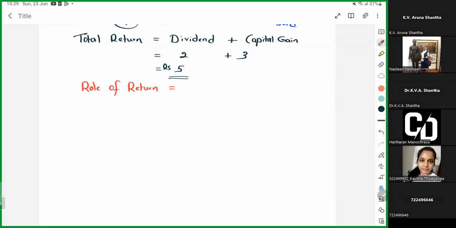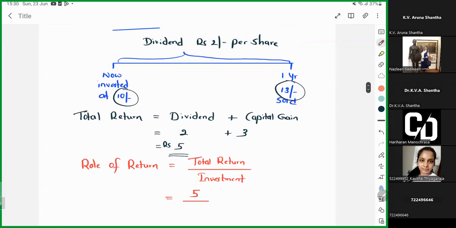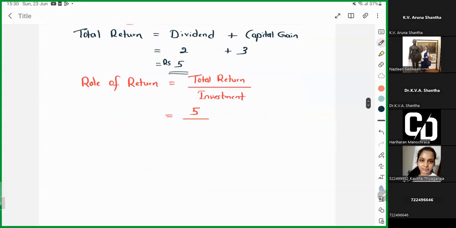So rate of return is the total return divided by the investment. In this example, you got a total return of 5. How much is your investment? 10. You bought shares at 10. Then how much is the rate of return? 0.5. As a percentage, 50%.